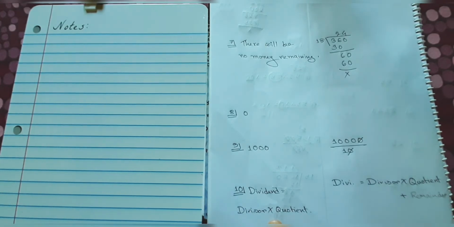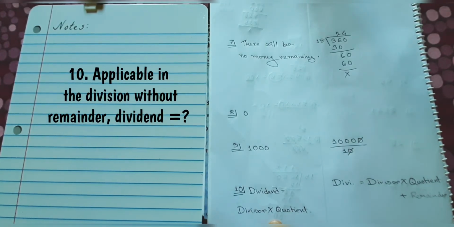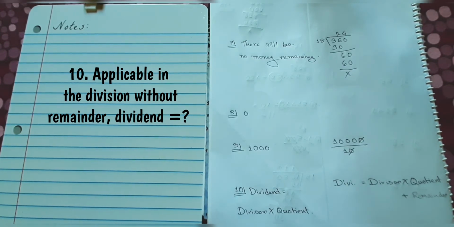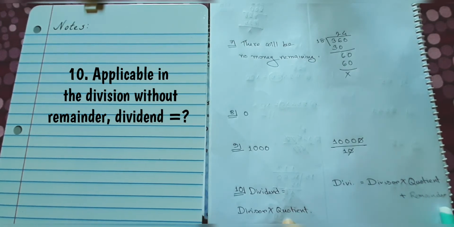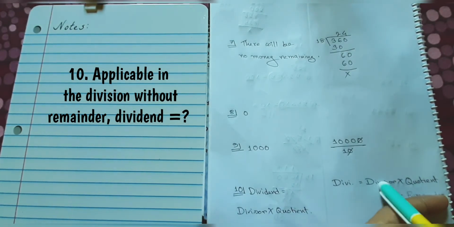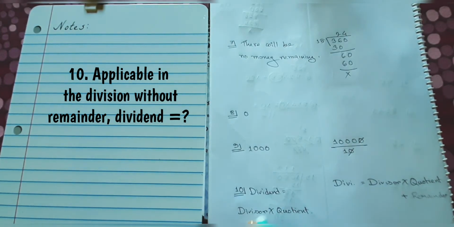The last, not the least, for this page, not for this video, the 10 number question is: applicable in division without remainder, the dividend is equal to what? Normally the formula is dividend is equal to divisor into quotient plus remainder, but here the remainder is 0, so we take it as invisible. So our answer will be divisor into quotient, and you can say dividend equals divisor into quotient. If you give this much also, I have to give you the answer, but it would look nice if you write the whole thing together: dividend equals divisor into quotient.